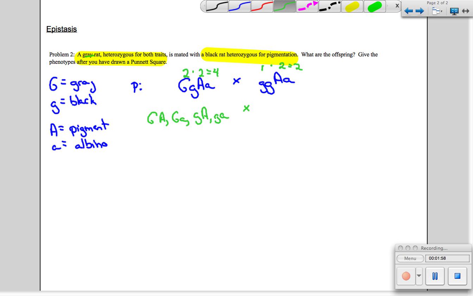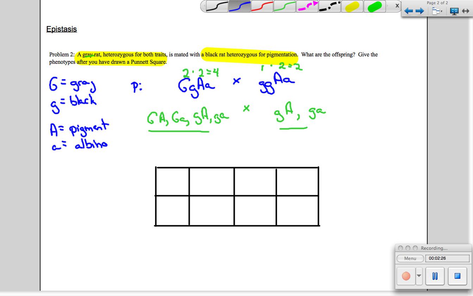There are my 4 of my first parent, and from the second parent I can have a little g and a capital A, or a little g and a little a. The next step is to go ahead and draw my square. I need as many rows and columns as I have genetically different gametes. So because I have 4 gametes here, I'm going to draw a box with 4 columns, and 2 gametes here, I'm going to draw it with 2 rows.